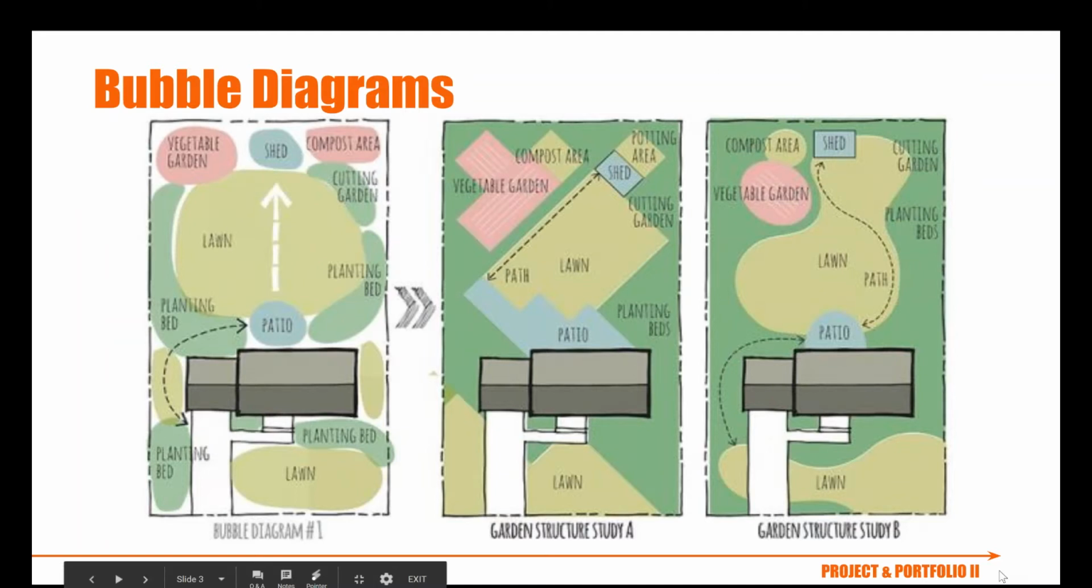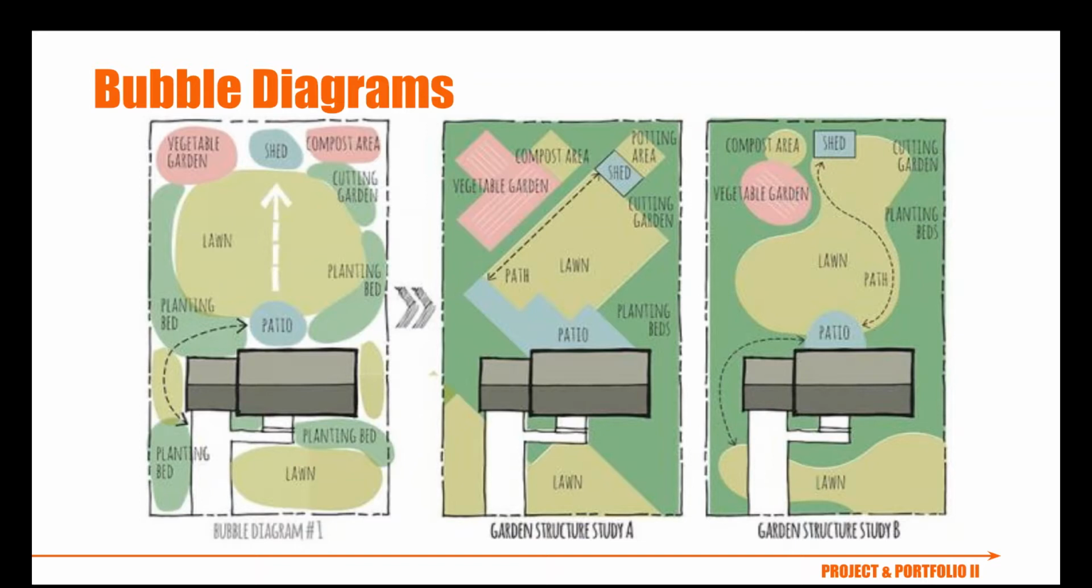Okay, now let's talk about some non-scraps related bubble diagrams. Let's look at just some example bubble diagrams and how they are useful and beneficial to take this step. So on the left-hand side, you see an example of a bubble diagram for a house planning out the lawn and garden in their yard.